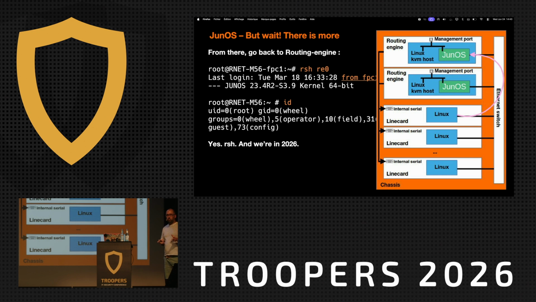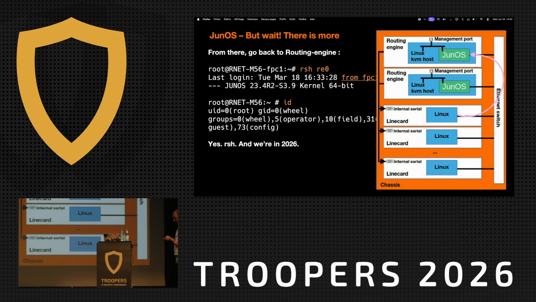Rlogin and RSH work by comparing the source port. If the source port is 1024 or less, that means that you are root on the local system, so you can gain root privileges on the remote system. That's why you are able to go from the line card to the JunoS as root, using the Ethernet switch and the IP network.